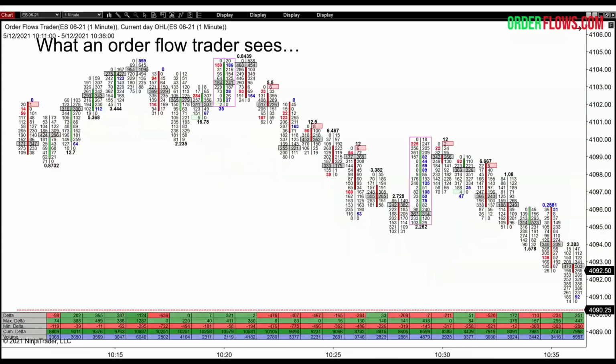But if you're reading the order flow and you understand things like points of control, you would understand that this is a very bearish point of control. And I'm going to explain a little bit later what else is going on in this bar and this bar as well that is keying off a potential bearish signal, right?